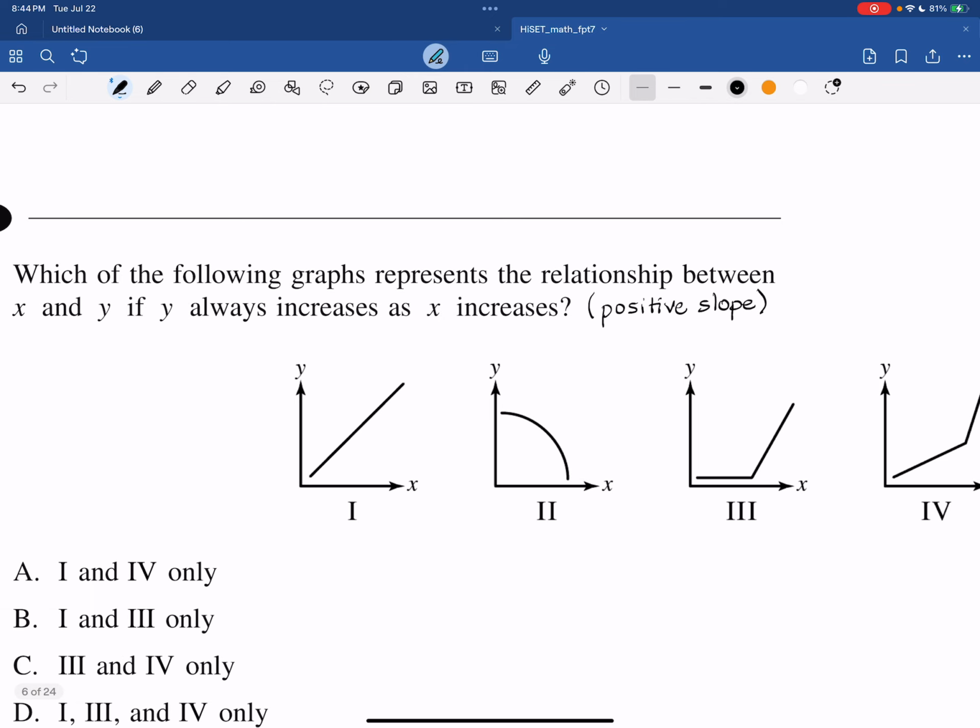Number 1 is definitely one of them. It's a positive slope. As x runs, y consistently rises. You're getting that positive slope. The plane is taking off from left to right. So this is definitely one of them.